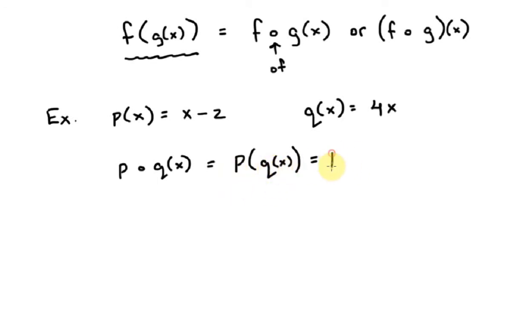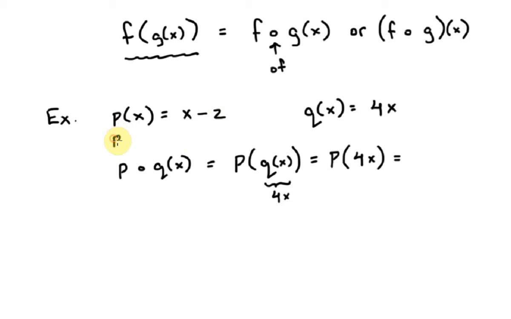Now, a lot of students like to switch it out and say, well, what is q of x? Well, q of x is just 4x. Why don't we just put that in there? Then they're not cluttered with so many different letters. So yes, that 4x acts as the input into function p. Function p says you take your input and minus 2, whatever the input is.